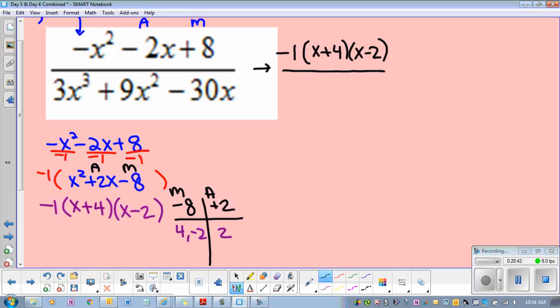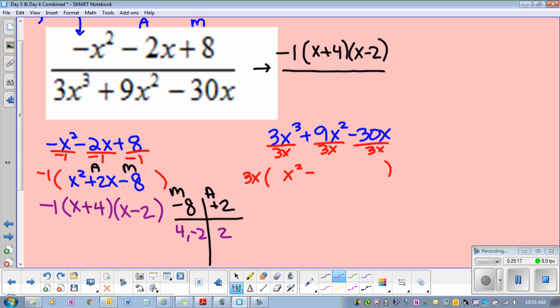Now, in my denominator, I have 3x cubed plus 9x squared minus 30x. I see a GCF. Somebody give me the number GCF, please. 3. And what else do they all have? X. An x. Good. So let's take that x out. So we're going to divide everybody by 3x. Then we have x squared plus 3x minus 10.